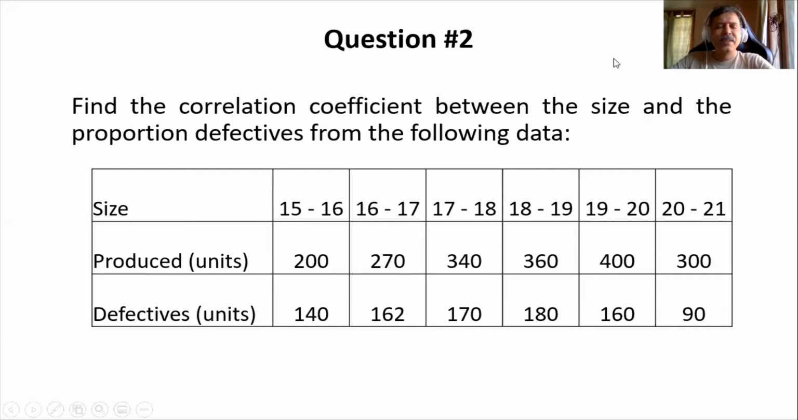Hello everyone. We'll solve now question number 2 of correlation. Here it is given: find the correlation coefficient between the size and the proportion defectives from the following data. Size is given in the form of a class interval. Then production quantity, how much is produced, that is given. Defectives out of those produced quantity is also given.